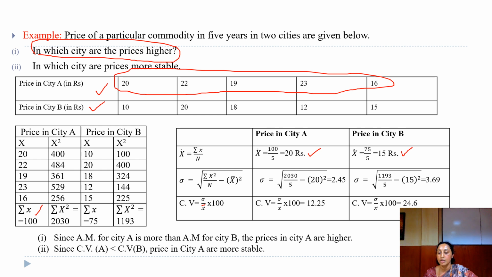Coefficient of variation for city A is 12.25, and the coefficient of variation for city B is 24.6. So we observe that the coefficient of variation value for city A is lesser than city B. Therefore, we say that the prices in city A are more stable compared to city B.